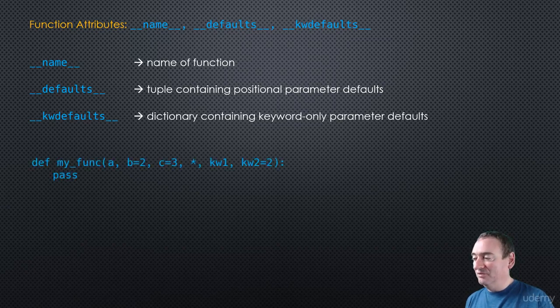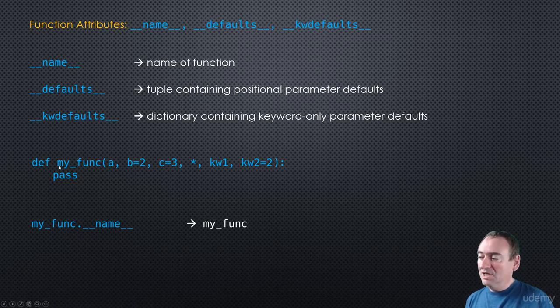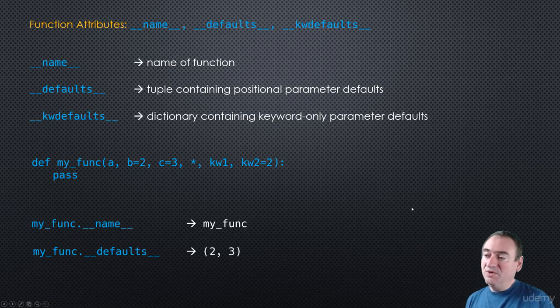So let's look at an example of that. Suppose we've got this function. We've got three positional parameters, with two of them having default values, and then we have two keyword-only parameters, with one of them having a default value. We can look at dunder name, which is going to return the string myfunc, the name of the function. We can look at dunder defaults, which is going to return the tuple (2, 3). Those are the two over here.